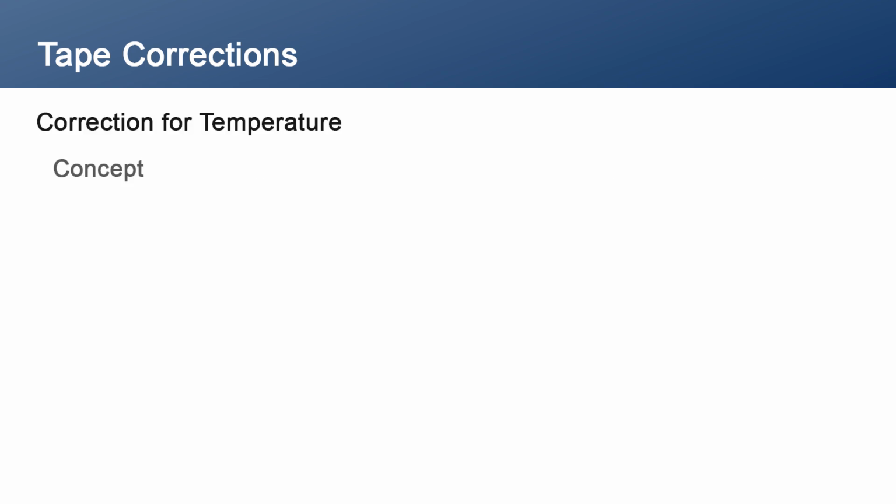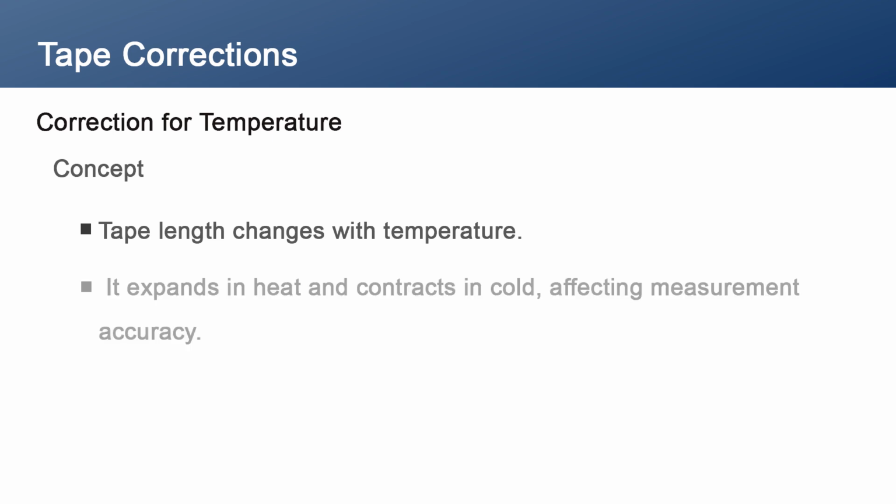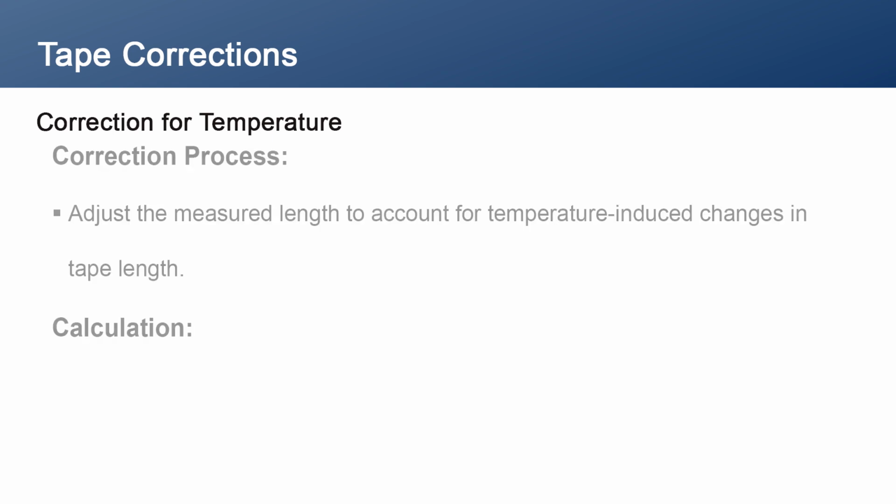Next, we have correction for temperature. The length of your tape isn't always constant. It actually changes with the temperature. So, to deal with this, you have got to make a temperature correction, usually called CT. It is a simple fix that adjusts your measured distance to account for the tape expanding or contracting due to the temperature at the time you measured.